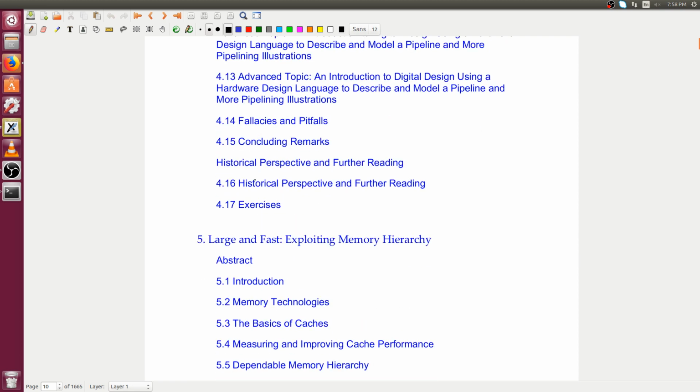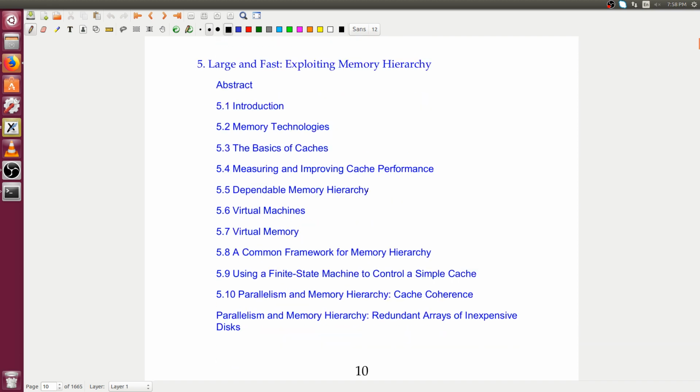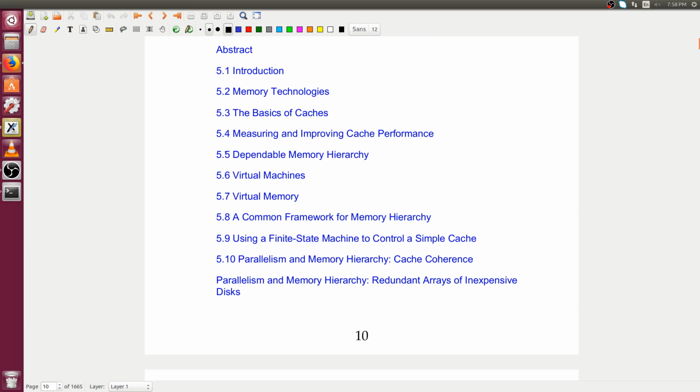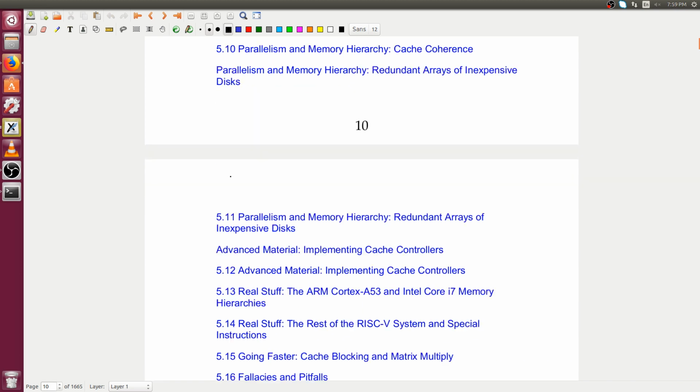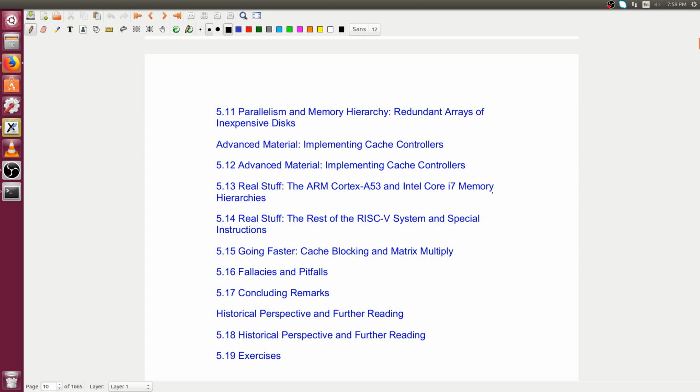Let's see. Okay. Large and fast. Exploiting the memory hierarchy. All right. We're going to learn about memory. Virtual memory. Basic memory topologies. We're going to learn about cache hierarchies. That's going to be fun. Parallelism. We're going to learn about real stuff, too. ARM Cortex-A53 and Intel Core i7.